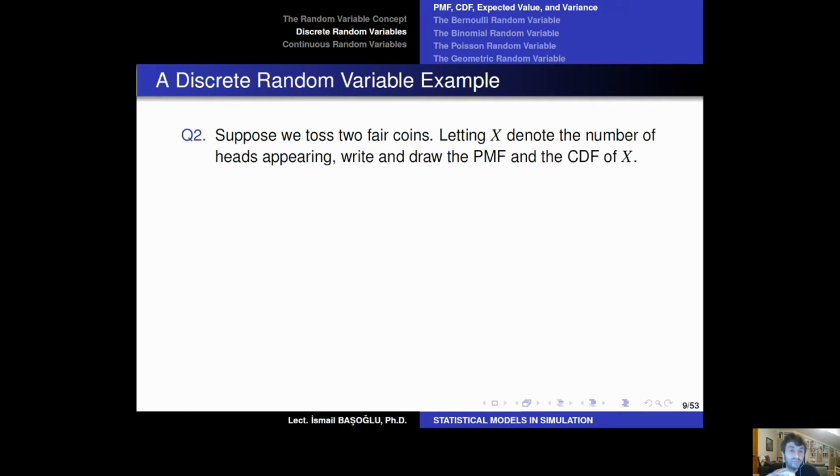So let's solve an example for a discrete random variable. Again, based on the previous example, we are going to toss two fair coins, and we are defining the random variable X as the number of heads appearing. We are going to write the probability mass function and the cumulative distribution function for that random variable, and we are also going to draw these functions.